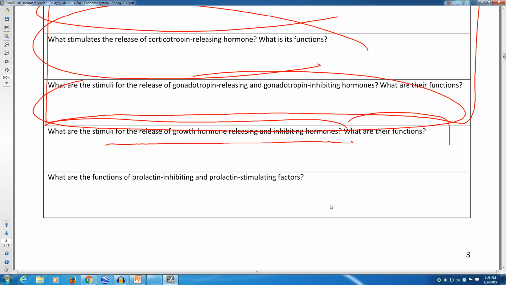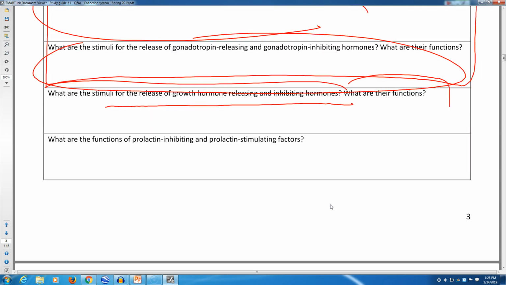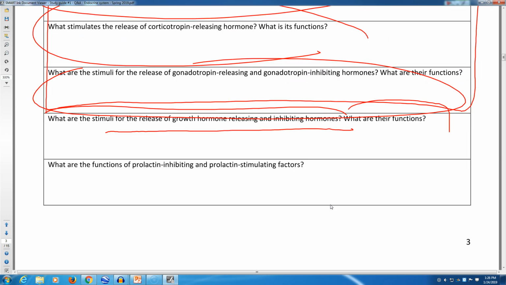What are the stimuli that we talked about? Exercise, sleep, decreased blood glucose, decreased blood lipids. Does that make sense? All of this will initiate the whole signaling. Am I clear? So, whenever it says, what are their functions? What do they do? Like, what does GHRH do? Leads to the release of growth hormone. What does TRH do? Stimulates the release of TSH. Make sense? Good.